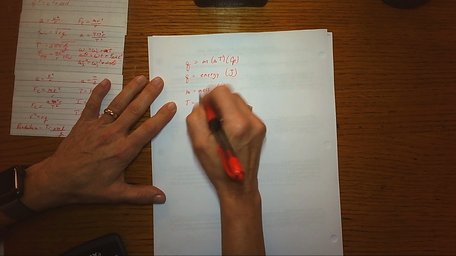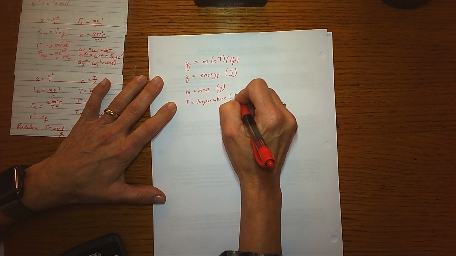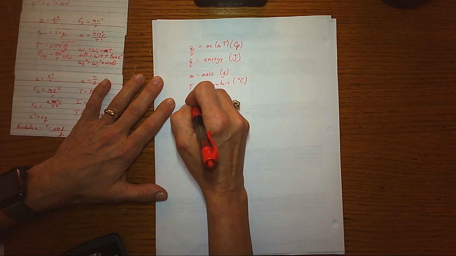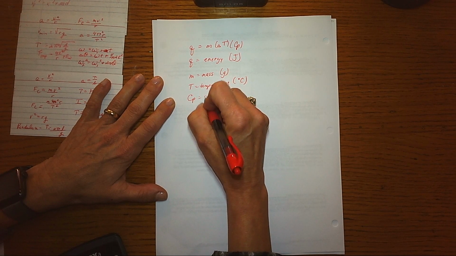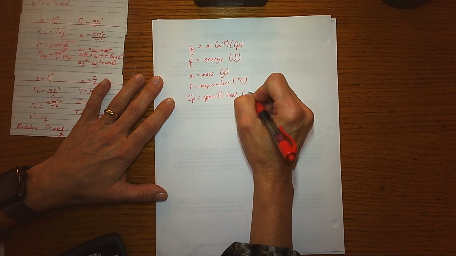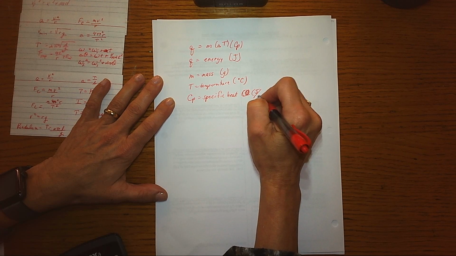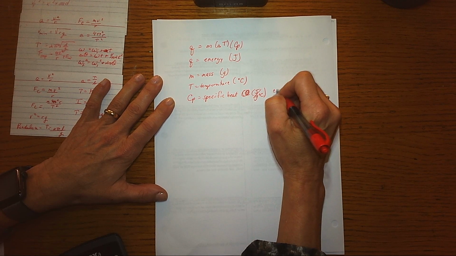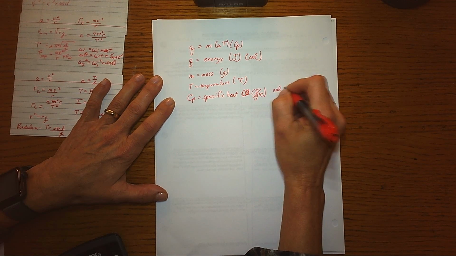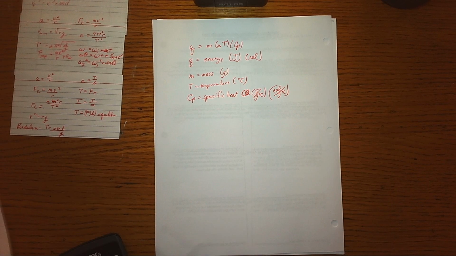Temperature is measured in degrees Celsius. And specific heat is joules per grams degrees Celsius. And it can also be in calories. This can also be in calories as well. Okay?